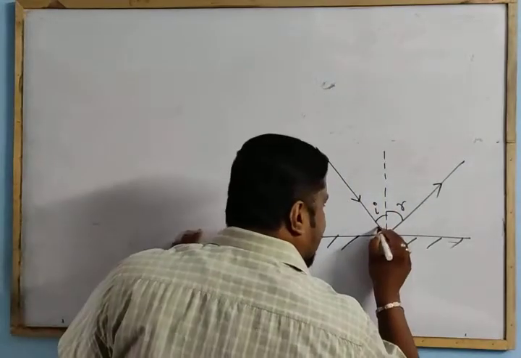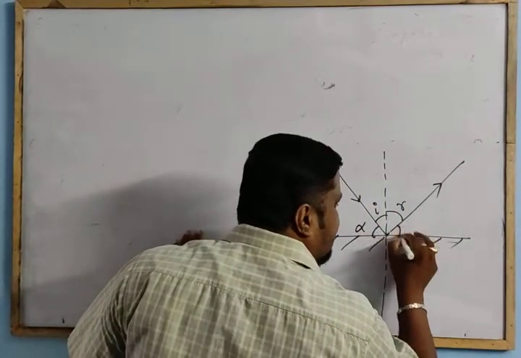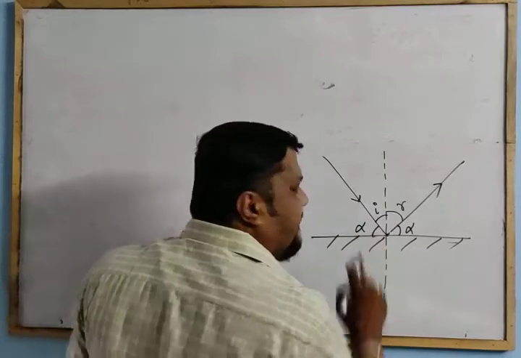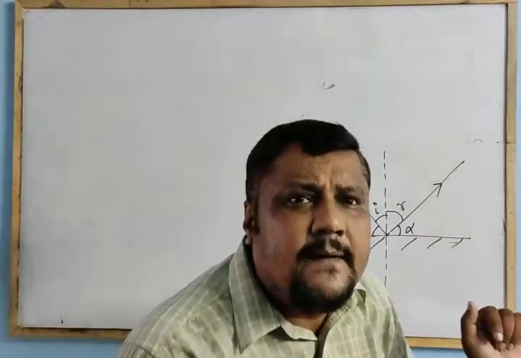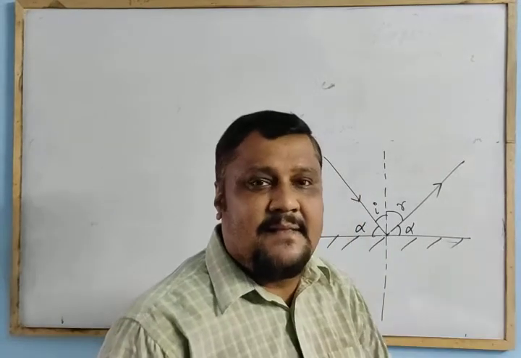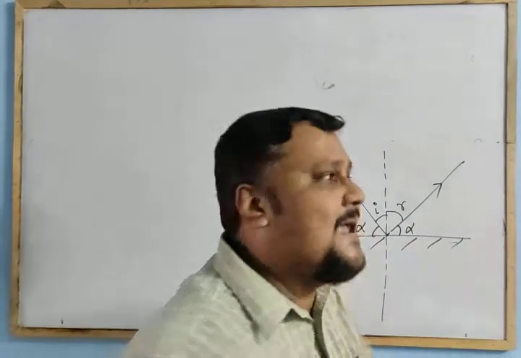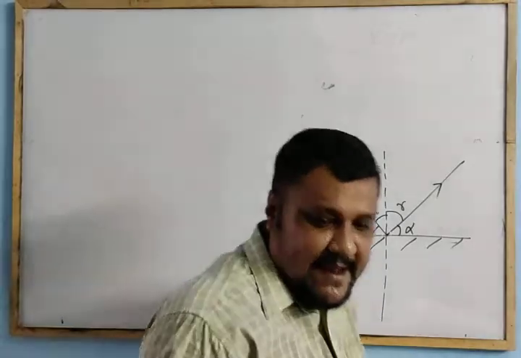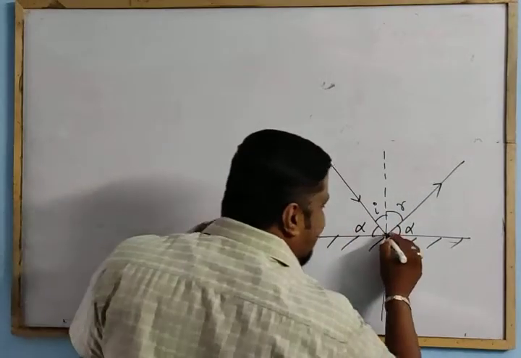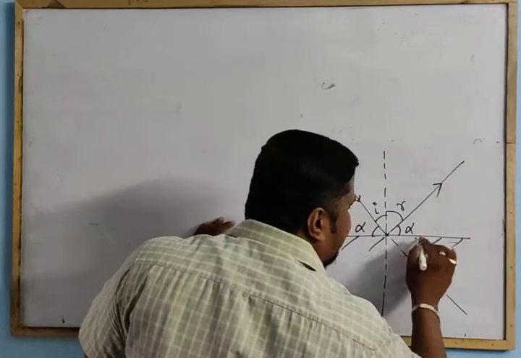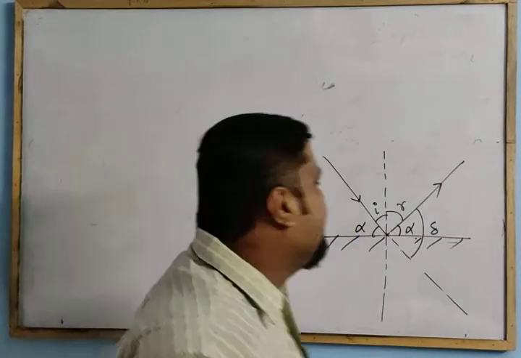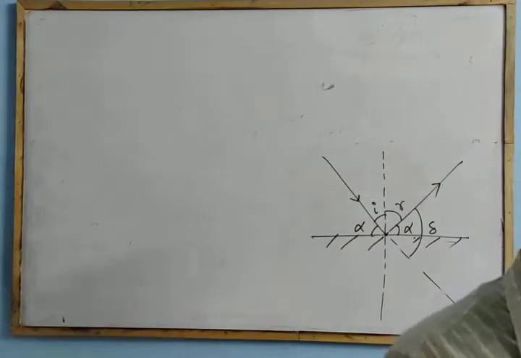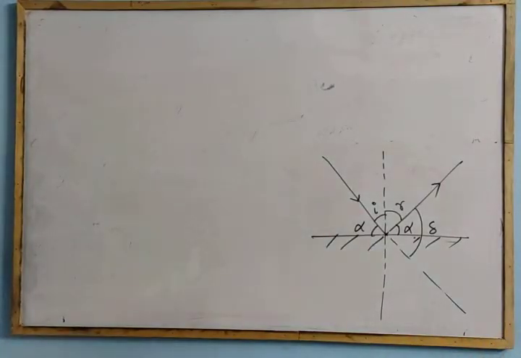And what about these angles? What is alpha? The angle between the incident ray and the reflecting surface, or the reflected ray and the surface, is called the glancing angle or grazing angle. This is the line of action of the incident ray, and this angle is called delta, the angle of deviation.